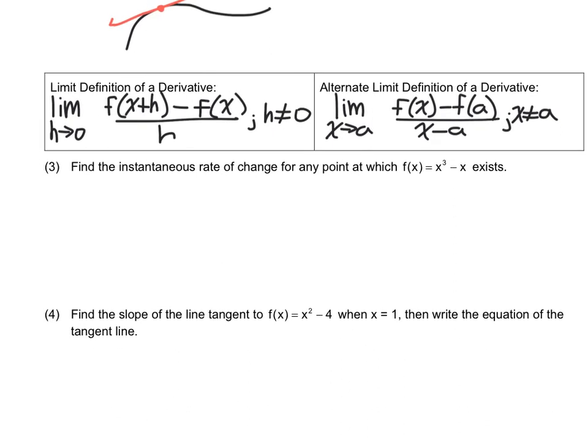All right, so in number 3, when I say the instantaneous rate of change, that's the same as saying find the slope of the tangent.